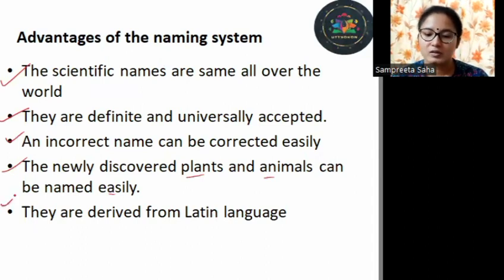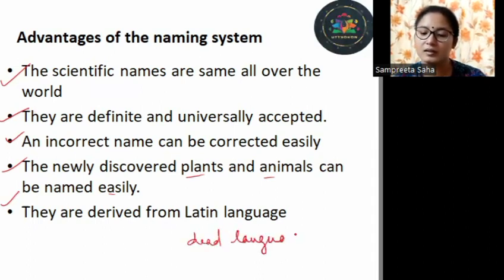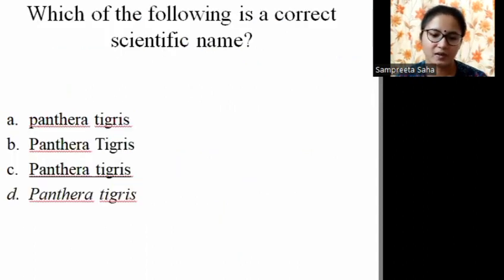And the last point is the most crucial point. It is derived from Latin language, which is a dead language. Now, what is the benefit of using a dead language? It is not used on a day-to-day basis, so it is not exposed to any form of change. The languages that we use are constantly changing. But since Latin is a dead language, it is not changed. It is a constant thing. So that's all about the binomial nomenclature.